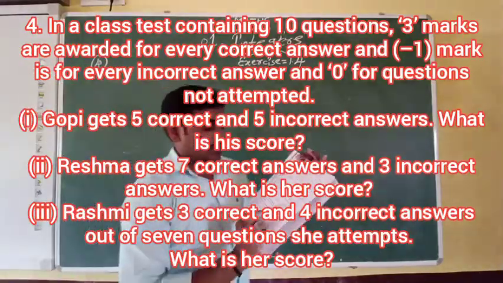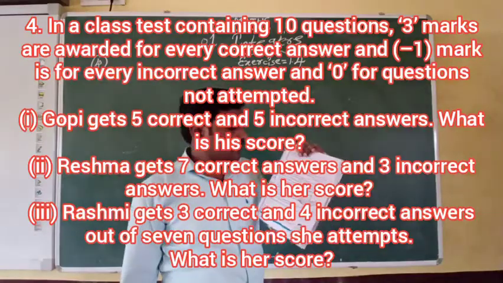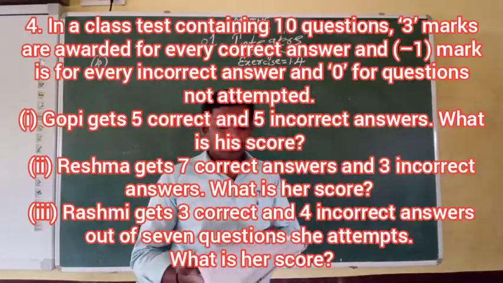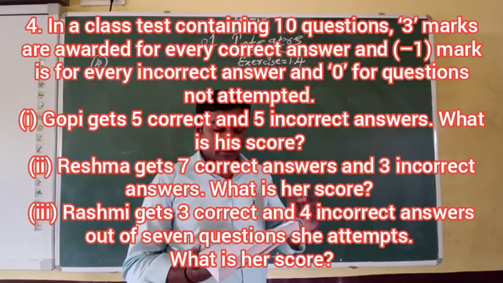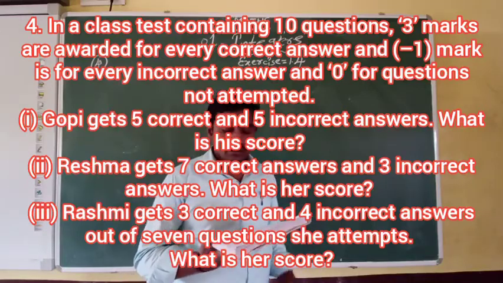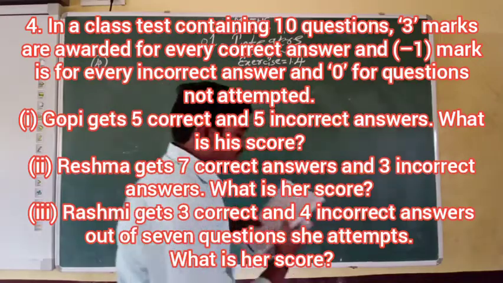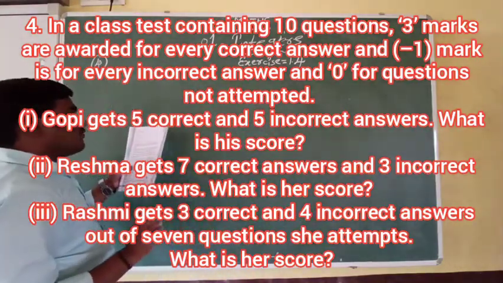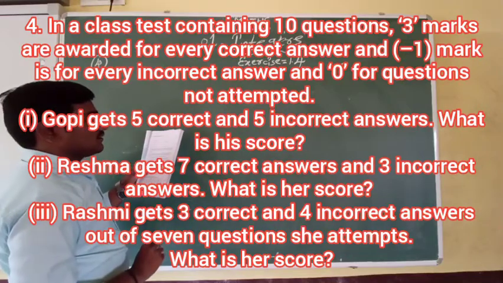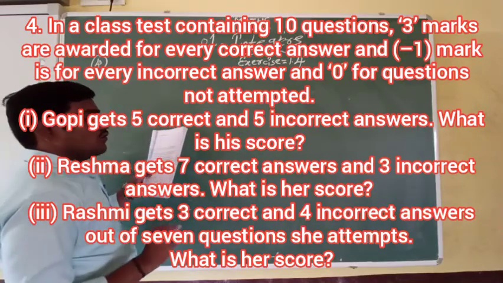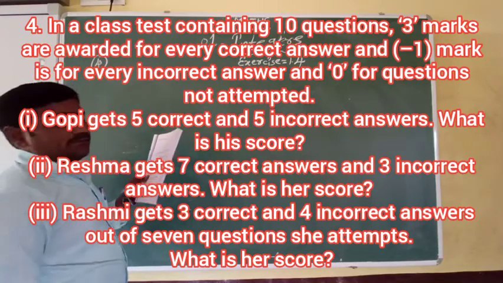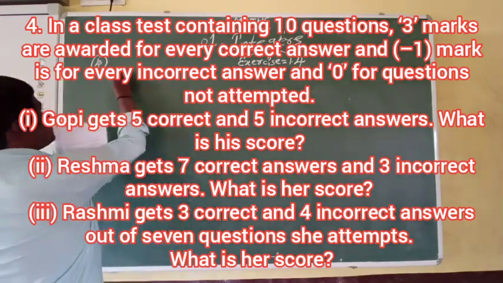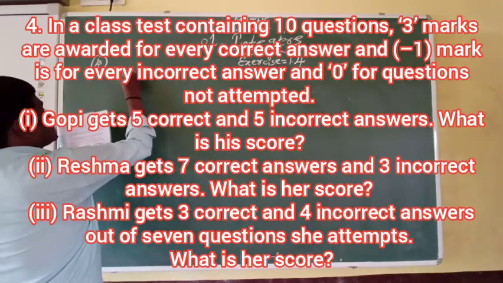This question you can see here on the screen. In a class test containing 10 questions, 3 marks are awarded for every correct answer and minus 1 mark for every incorrect answer. 0 marks for questions not attempted. So there are 3 internal questions asked. Let us see the 3 internal questions.